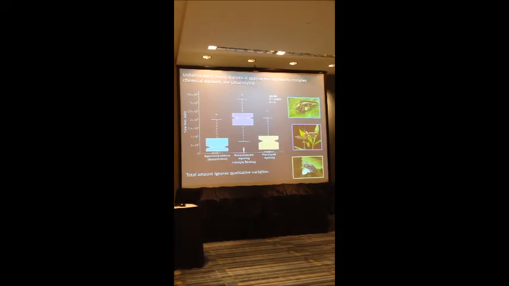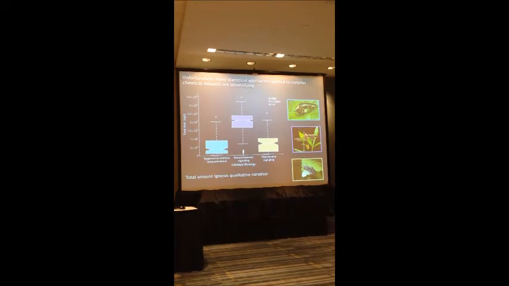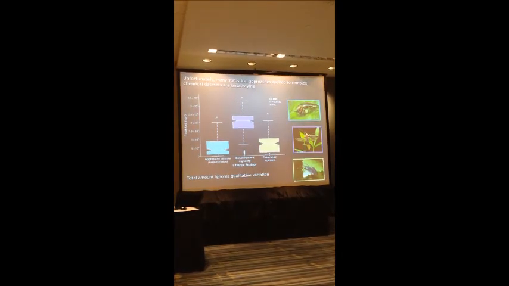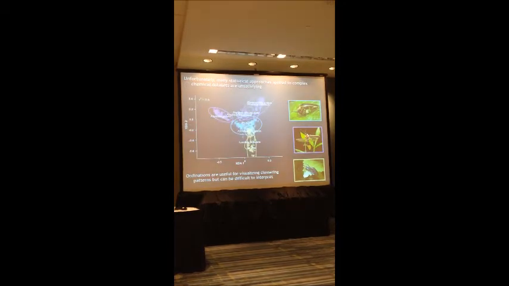Unfortunately, total amount completely ignores the qualitative variation, and so we're missing part of the story here. So the next thing we might do is acknowledge the multivariate nature of the data and do something like an ordination, right? Something like an RDA or a PCA. And so what happens?